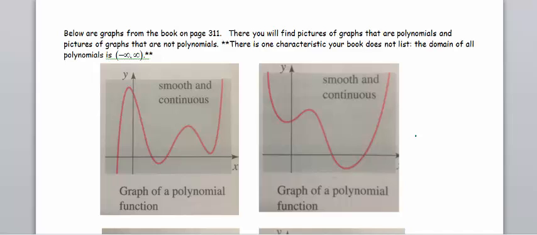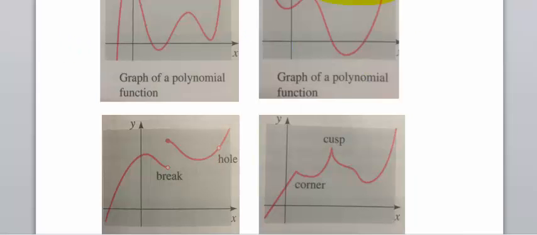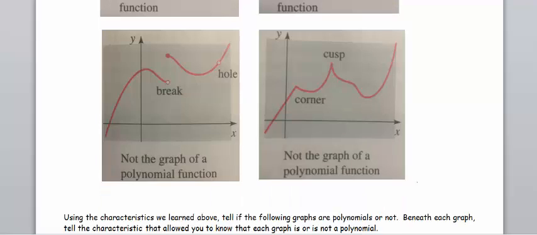We have some graphs here, and the idea that you're going to be focusing on is smooth and continuous. And if a graph is smooth and continuous, it's going to be referred to as a polynomial. However, if a graph is not smooth and continuous, then we're going to have some other issues. Looking at our bottom ones down here, these graphs on the bottom are not smooth. In this first case, we definitely have a break, and that break causes it not to be a polynomial function.